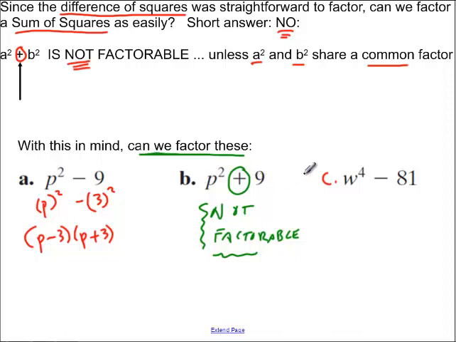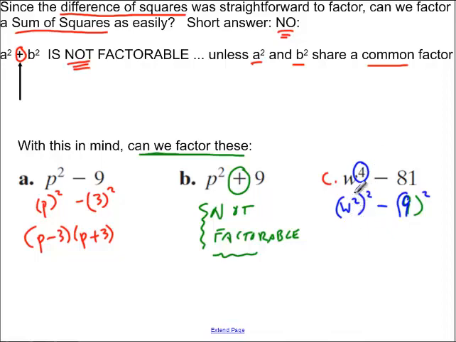And for c, we'd take a look at this and say, well, w to the 4th power minus 81. Well, 81 is a perfect square, and we can rewrite that as 9 squared. I'm going to switch to blue. We've got a subtraction here. w to the 4th power is a perfect square because 4 is an even power, and that means we can rewrite it as w squared squared. Anything with an even power is a perfect square.